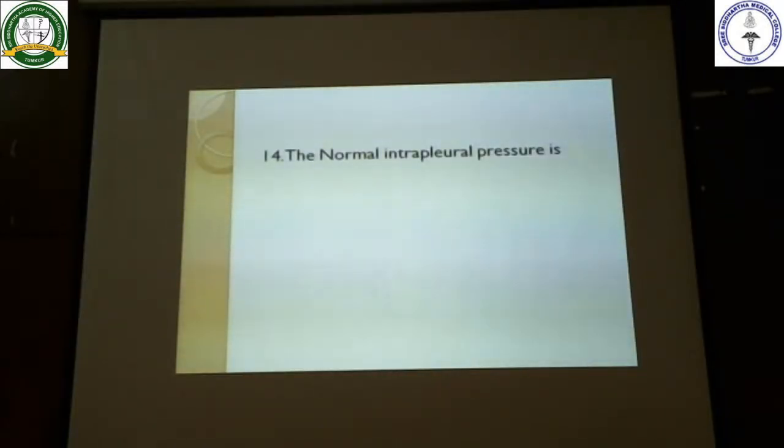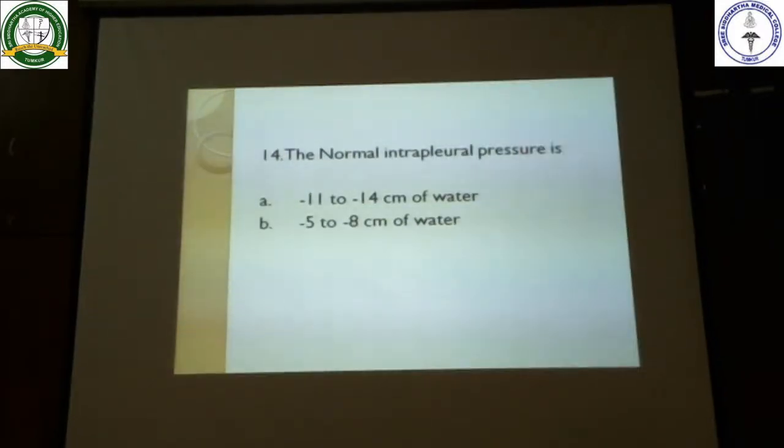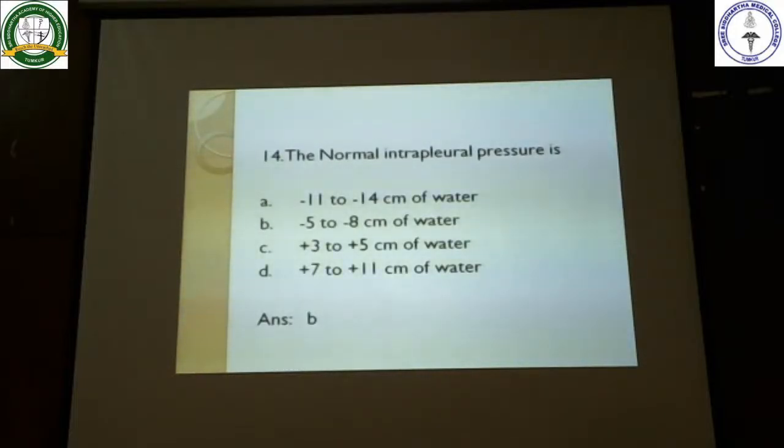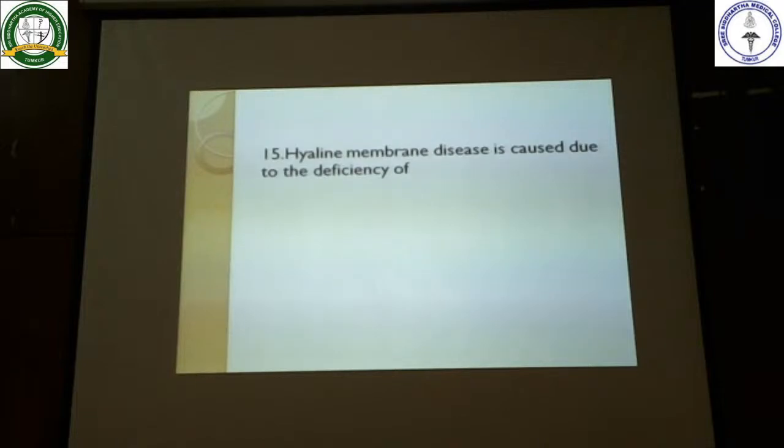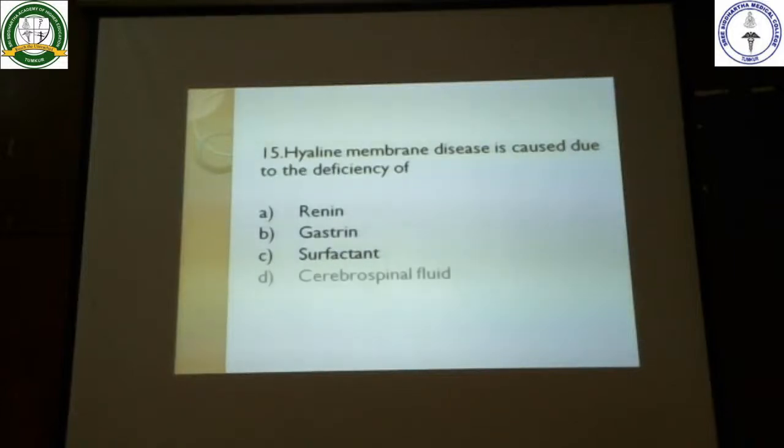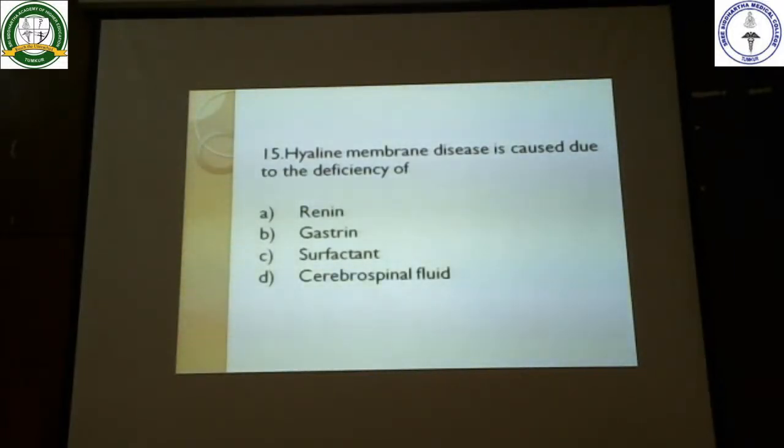The next question is, the normal intrapleural pressure is -11 to -14 centimeter of water, around -5 centimeter of water during expiration and -8 centimeter of water during inspiration. The next question is, hyaline membrane disease is caused due to the deficiency of renin, gastrin, surfactant and cerebrospinal fluid. Renin is concerned with the renal system, gastrin with gastric acid secretion, and CSF is present in the spinal cord and the brain. So the answer is surfactant.